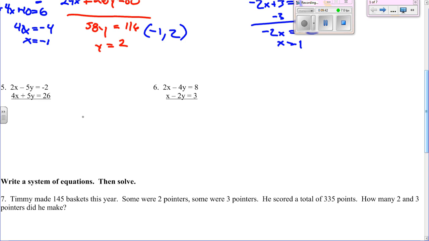Number 5. 2x minus 5y equals negative 2. 4x plus 5y. I have a negative 5y and positive 5y, so I can add the two together. 2x plus 4x gives you 6x. 5y's cancel. Negative 2 plus 26 is 24.